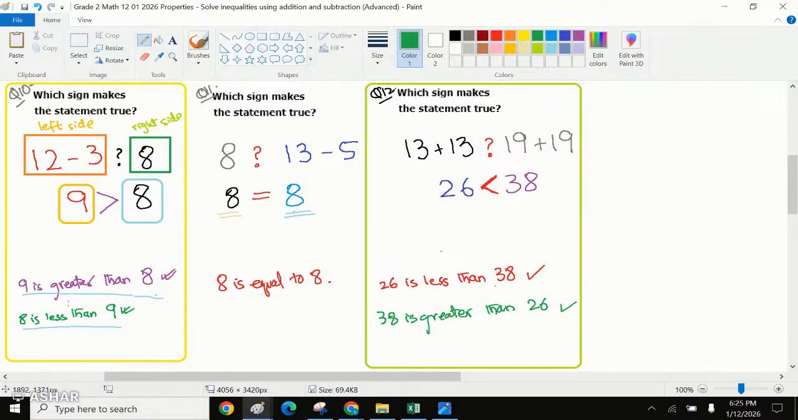Agreed? We can say the statement vice versa. If 38 was bigger, 26 was smaller. If 26 was smaller, then automatically 38 would be a bigger number, right? So all we need to do is put in the missing sign in the statement. So in this statement, the sign would be less than. Yes, thank you. We are just trying to find the missing sign in the question.